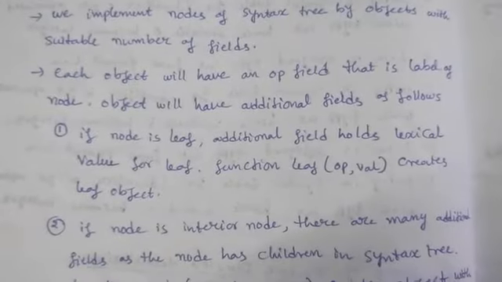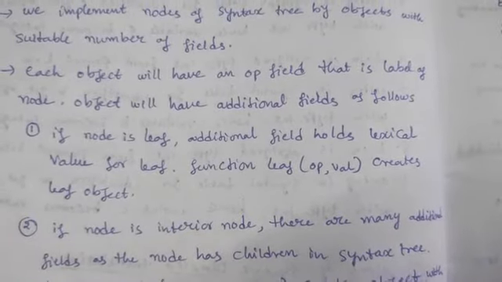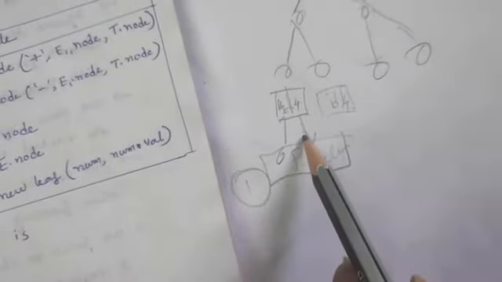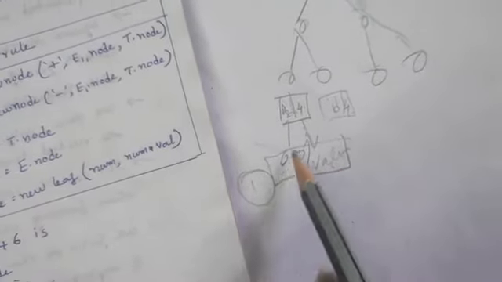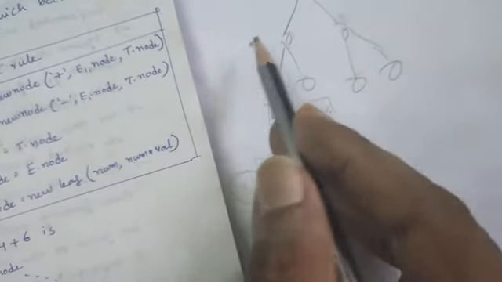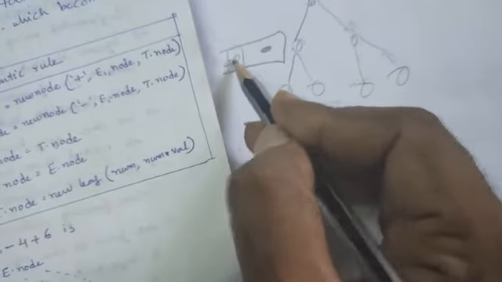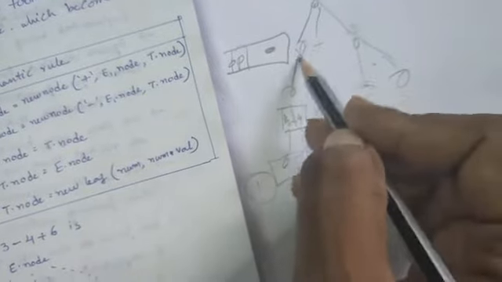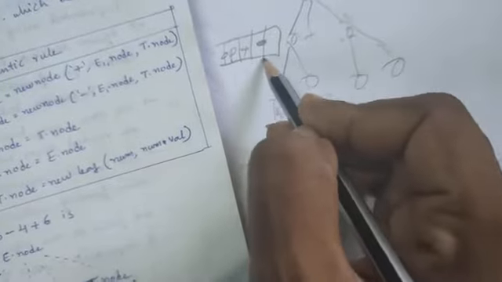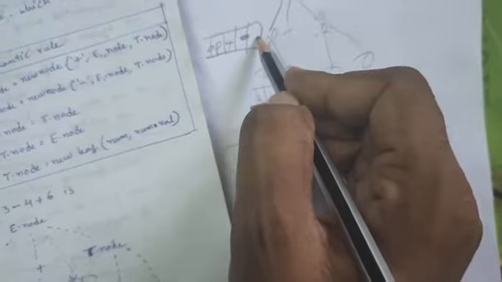If the node is a leaf, there is an additional field that holds the lexical value of the leaf, that means the function Leaf(op, val), like that. If it is a leaf, the op and the value of that leaf should be maintained in the leaf node. If it is an intermediate node, it consists of the op field and the operand fields. For example, if we need to add these two things, it will contain the plus operation and field 1, field 2, like that.